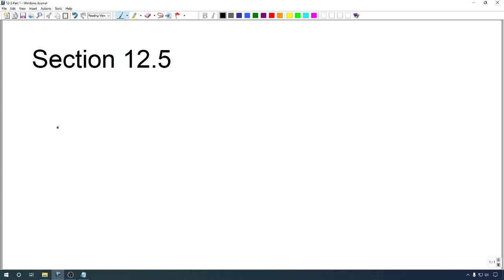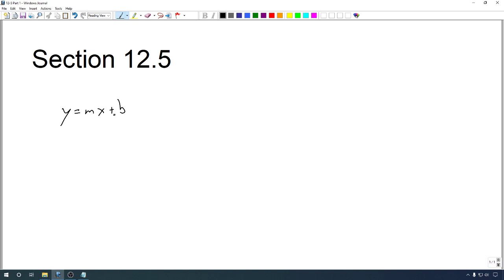Hello, today we're going to be discussing section 12.5. In this section, we are going to talk about lines and planes in three-dimensional space. In two-dimensional space, lines were pretty easy. We could use our slope-intercept formula, y equals mx plus b.